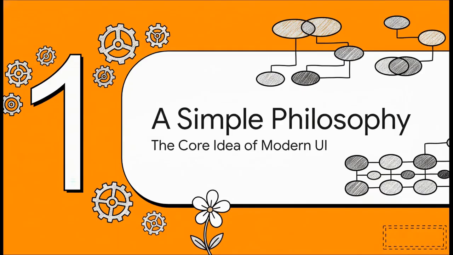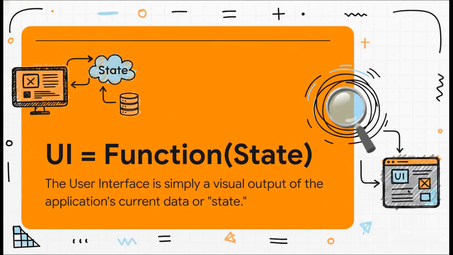But how does React actually manage all of this so beautifully? Well, the answer is a really simple but really powerful core philosophy. At its absolute heart, React runs on this one idea: your UI is just a function of your state. Think about that. It's like a math equation. Your user interface, what the user sees, is just the visual output of your application's data, which we call state. So when that data changes, React automatically updates the UI to match. It's beautiful. No more manually digging around and changing things yourself.